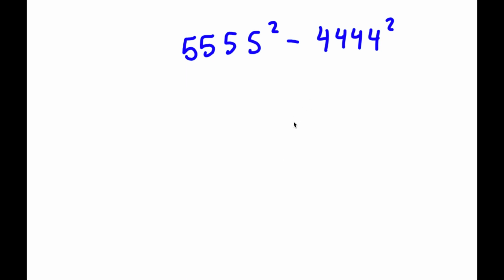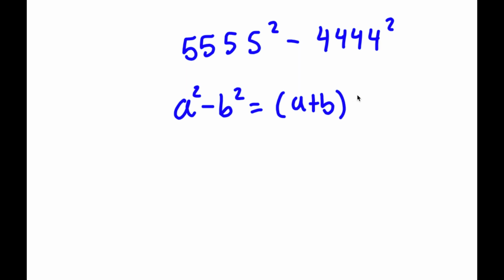Alright, so in this problem, I have 5,555 squared minus 4,444 squared. So to solve this, to start, if I have something in the form a squared minus b squared, this is equal to a plus b times a minus b.